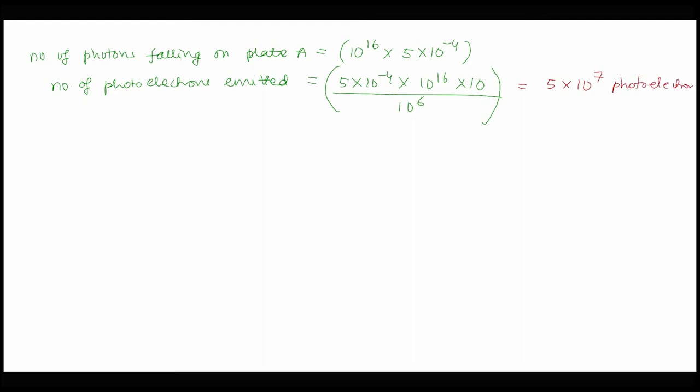Now these photoelectrons will result in some charge on A. So A will also become positively charged because it is emitting the photoelectrons. So the charge on A will be a positive charge, and the value of one electronic charge is 1.6 × 10^-19, multiplied by the total number of photoelectrons, that is 5 × 10^7. So we get the value of the charge on A as 8 × 10^-12 coulomb. So A is positively charged.